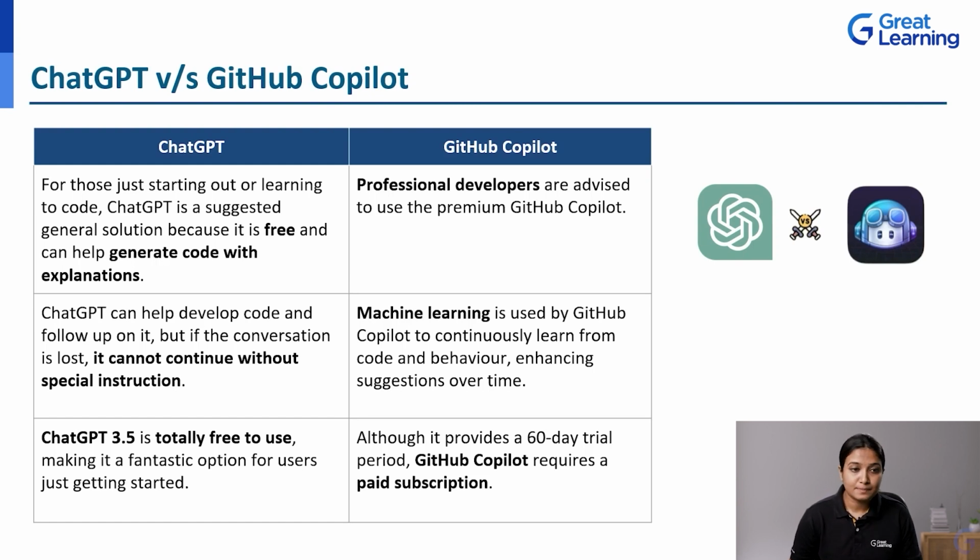So as I told, ChatGPT 3.5 is totally free to use, making it a fantastic option for users to get started, right? Although GitHub Copilot provides a 60-day trial, you have to pay after 60 days. But ChatGPT 3.5 does not have a restriction on a trial period or anything. The whole interface is free to use anytime, right? So you have to opt for the paid subscription for GitHub Copilot after the 60-day trial. That's the rule, just like other software systems. So this is all about the comparison between ChatGPT and GitHub Copilot.